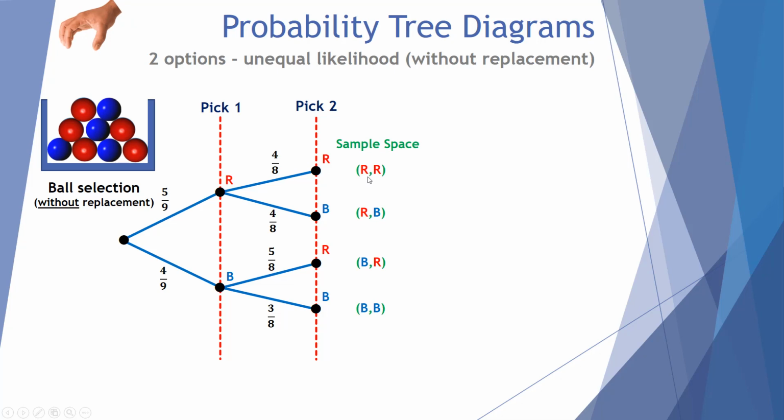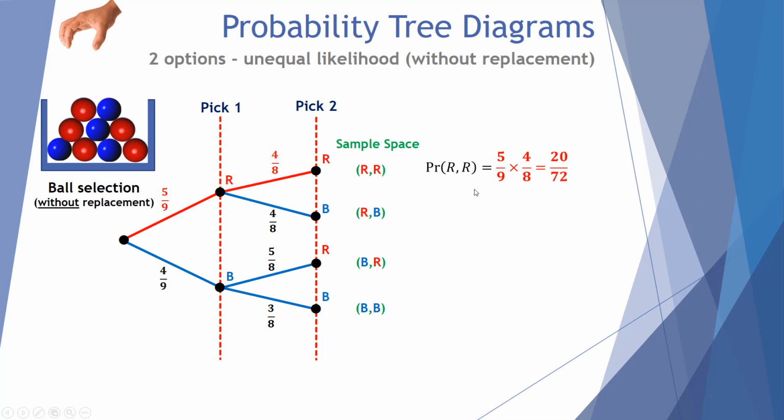Let's look at the sample space. So the 4 possible combinations of these red and blue balls without replacement are 2 reds, a red and a blue, a blue and a red, and a blue and a blue. Let's look at the probabilities. If I go across the top red line here, I have a 5 in 9 chance of selecting a red ball on my first pick and a 4 in 8 chance of selecting a red ball on the second pick without replacement. So when I multiply these two fractions, I get a 20 on 72 chance or probability of picking 2 reds.